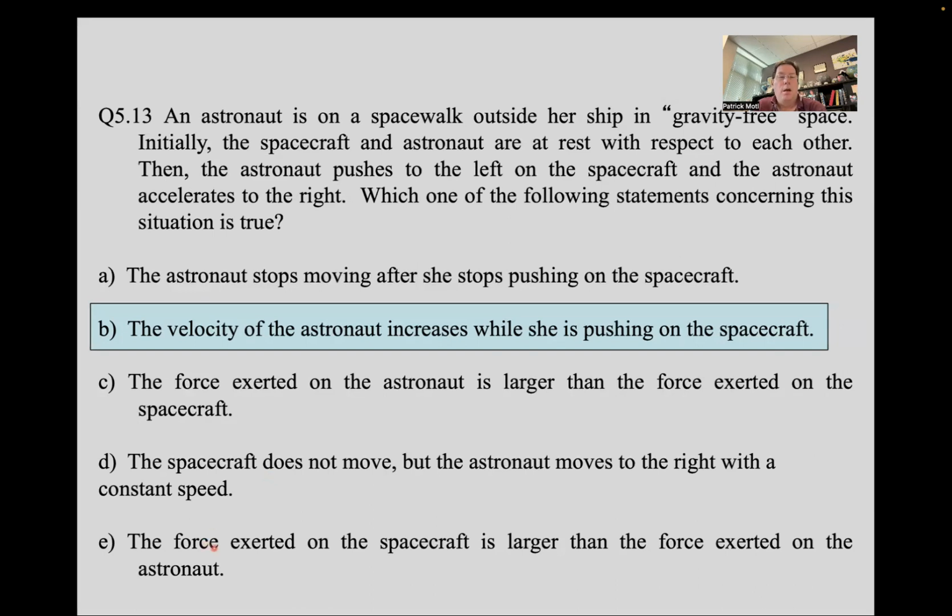Right. Then the last one, the force exerted on the spacecraft is larger than the force exerted on the astronaut. So the same problems we had with C. That violates Newton's third law of motion. It cannot happen. Newton's third law of motion is really, really, really true.